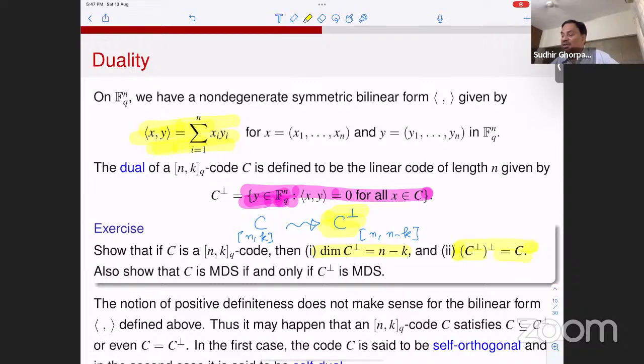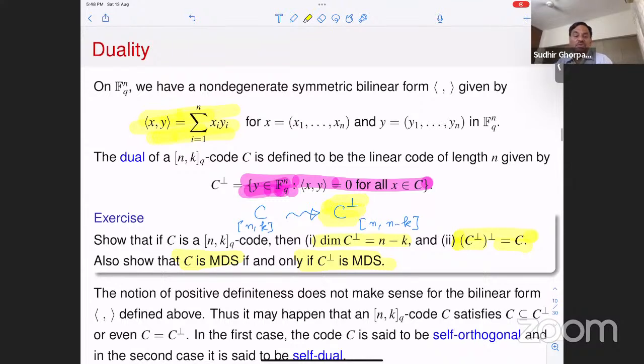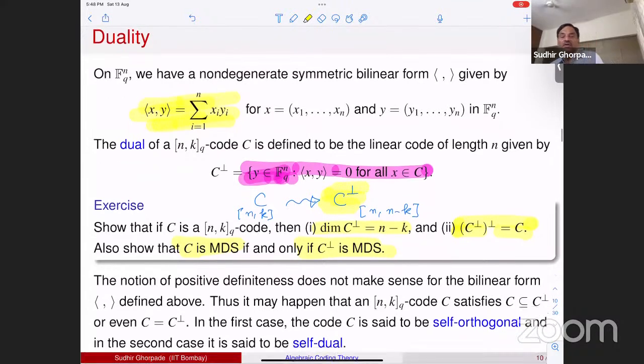and also to show that if I take the dual and then again take the dual, I get back the original code. And a slightly more interesting exercise is to show that if your code is MDS, then the dual is also MDS. Okay. I just should warn you that you may have your notions of dual from classical linear algebra, functional analysis, whatever, and you should not use them. I mean, there is no notion of positive definiteness here.